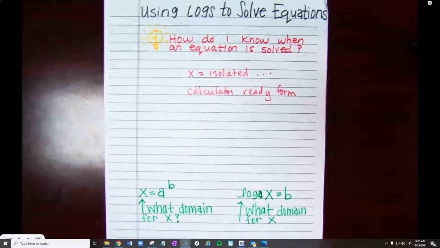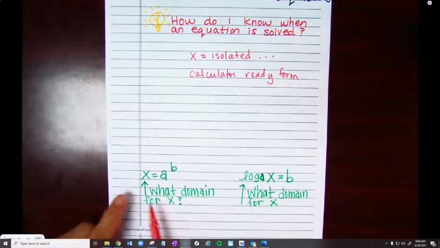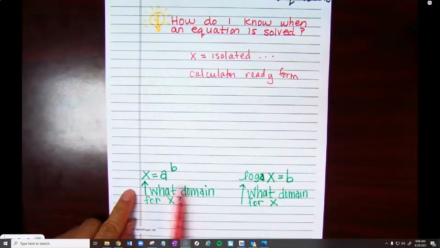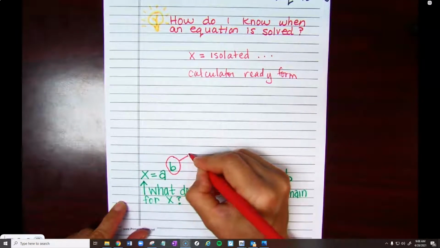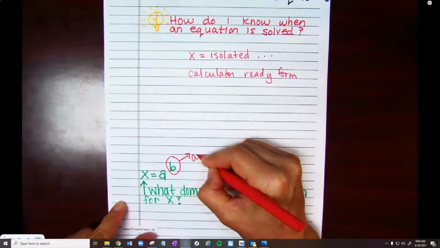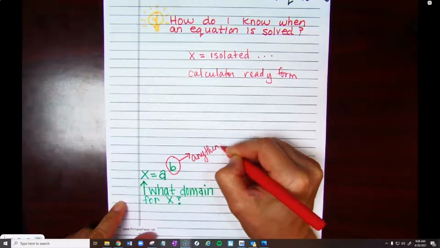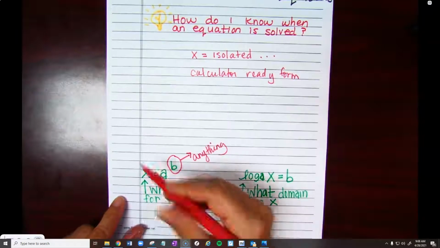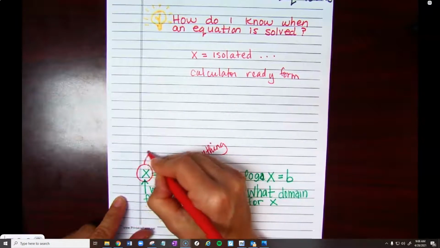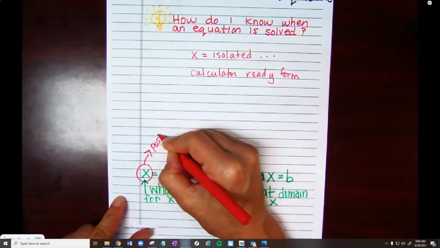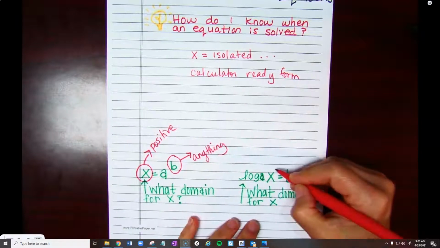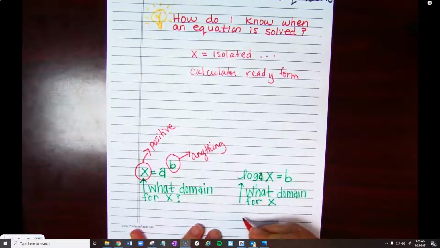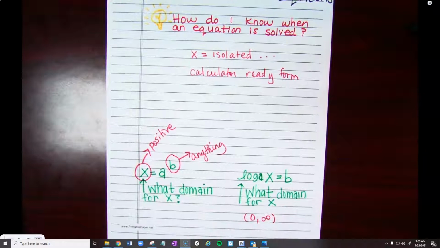Also, at the bottom of my screen, remember when you are solving and you are looking for an answer, this can be anything. That's all domain, all real numbers. This, remember, can only be a positive answer. And remember, that x is going to appear as the argument. That is why the domain for x here is going to be 0 to infinity.